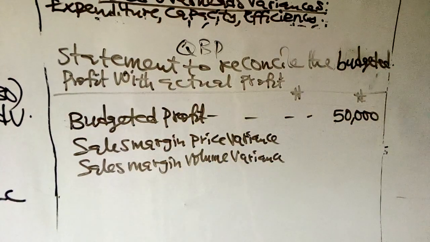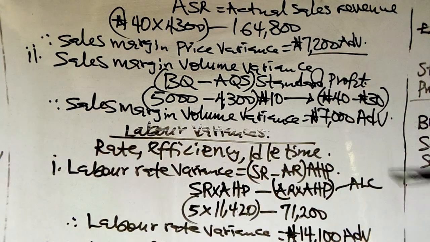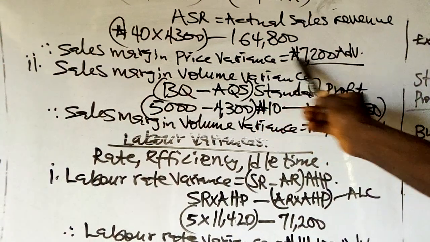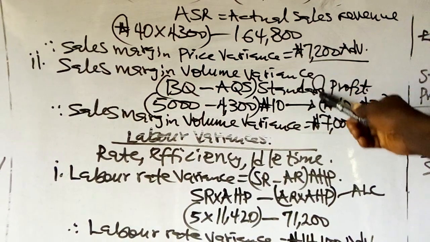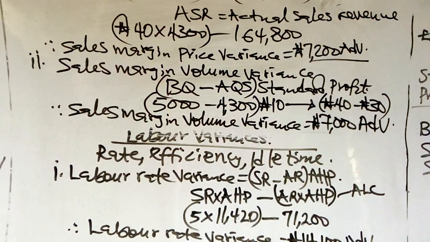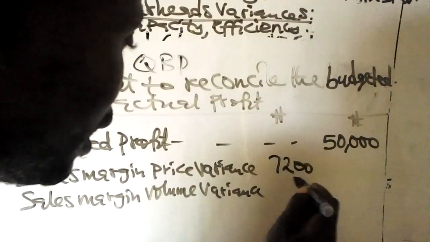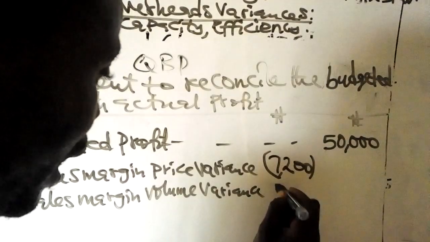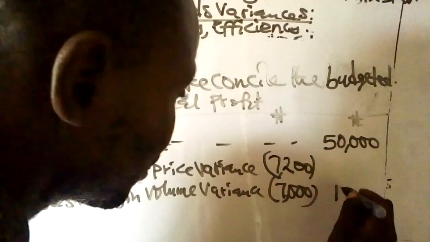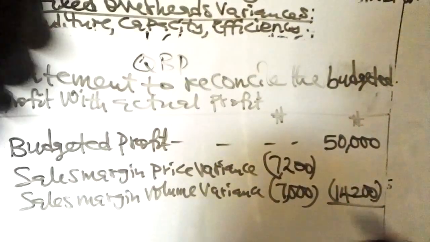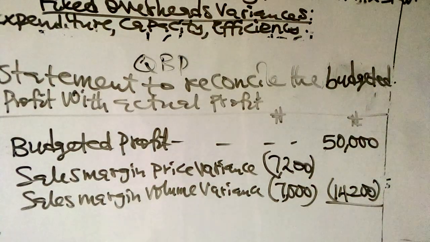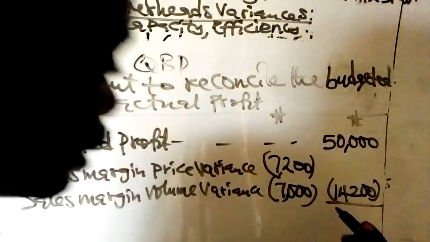Our sales margin price variance, we got 7,200 adverse. And sales margin volume variance, we got 7,000 adverse. So we have 7,200 adverse and 7,000 adverse, then we have 14,200 adverse. If you subtract 14,200 from 50,000, then you have 35,800.